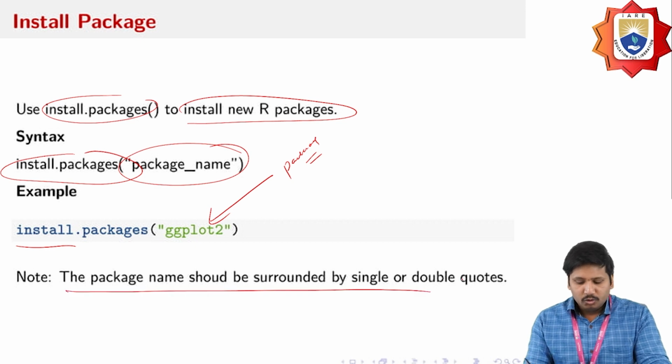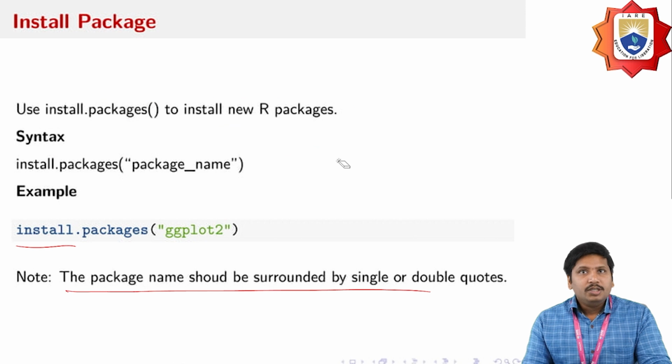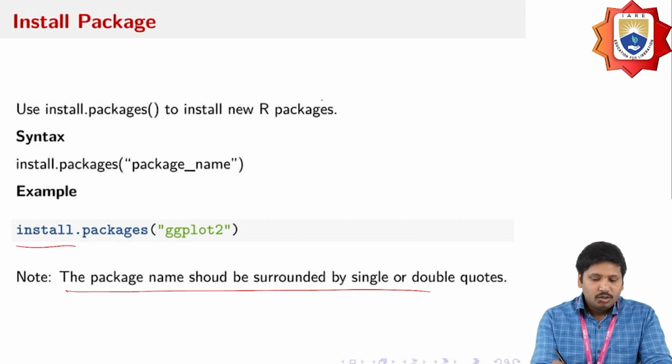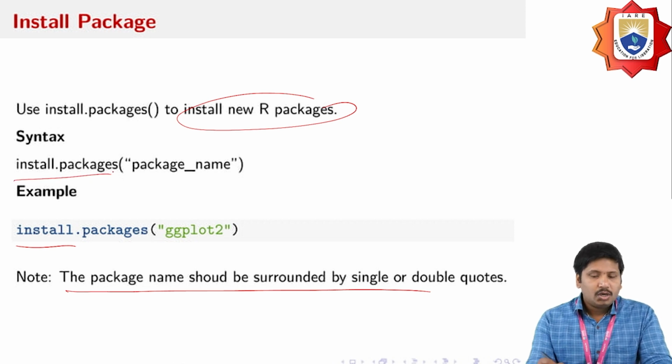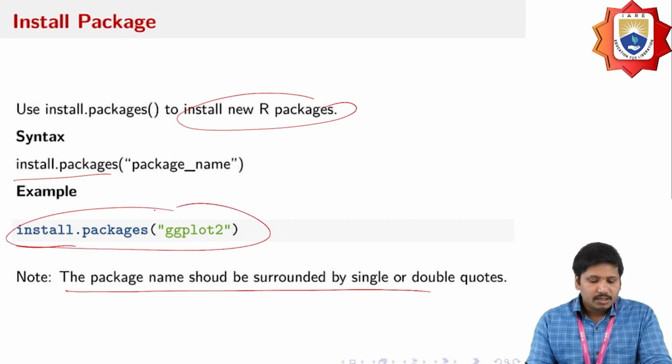The package name should be surrounded by single or double quotation marks. So install.packages() is the function used to install a new package in our system. The syntax is install.packages("package name"), and here the example is install.packages("ggplot2").